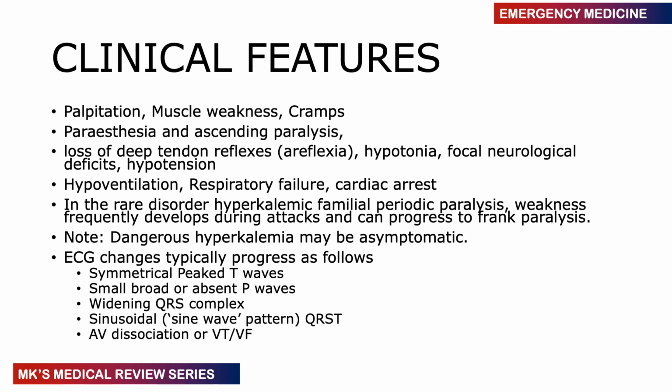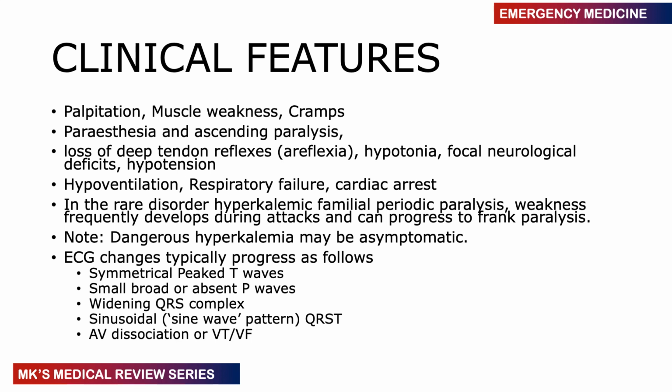Some ECG changes that you expect to see, from the most common, when the potassium values are not so high, to the changes you see when the values of potassium are quite high. You may have symmetrically peaked T waves, you may have small or absent P waves, and you may have widening of the QRS complex.